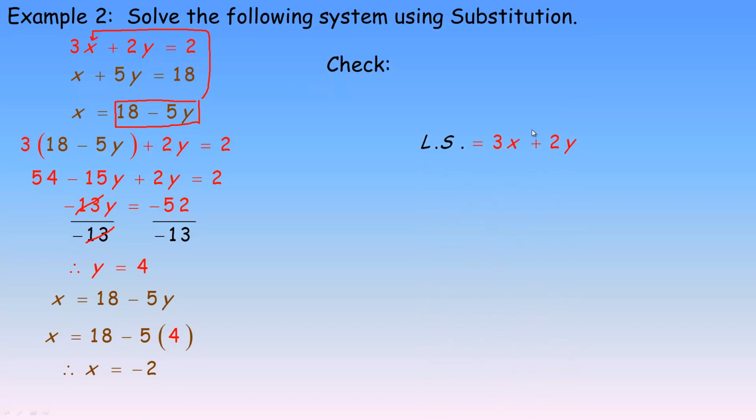So here's my 3x plus 2y. So I'm going to put my negative 2 here and my 4 here. So 3 times negative 2 is negative 6, and this would be plus 8, and negative 6 plus 8 does equal 2, so it equals the right side, so we're good for the first equation. So now let's take a look at the second one.